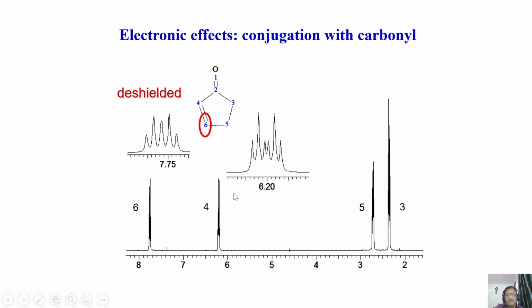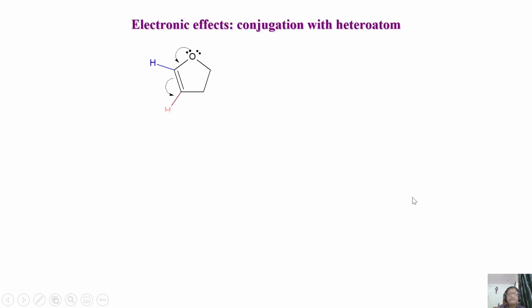This proton comes downfield, whereas this proton comes high field. On the other hand, in the same way, this proton goes along with this proton 6, and this also comes downfield. Similarly, along with 5, this proton 3 also comes high field. This is a beautiful effect you can see when you conjugate with the carbonyl group. These two carbons with a double bond, 4 and 6, come downfield, and 3 and 5 come to high field.